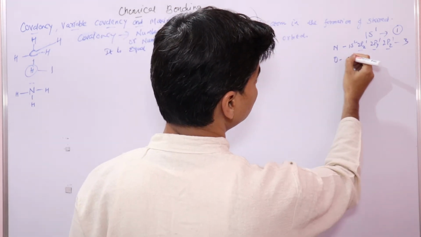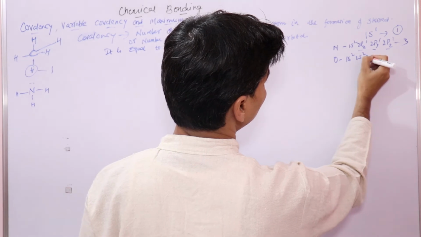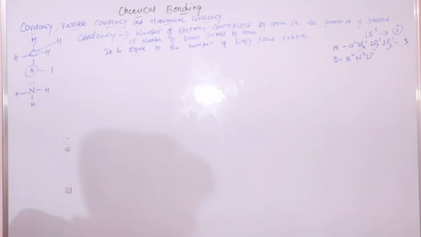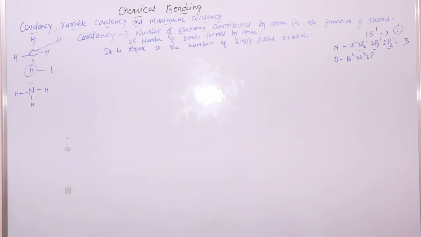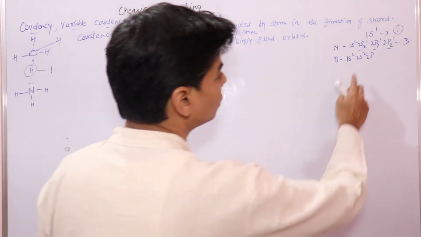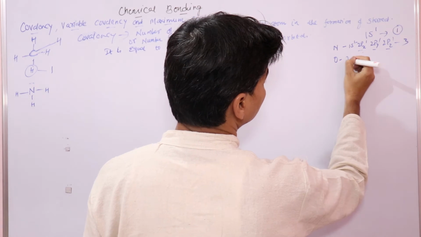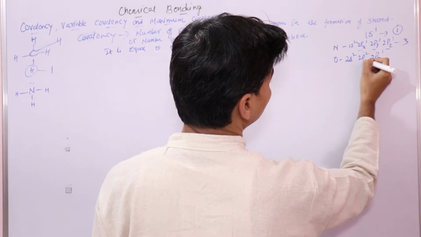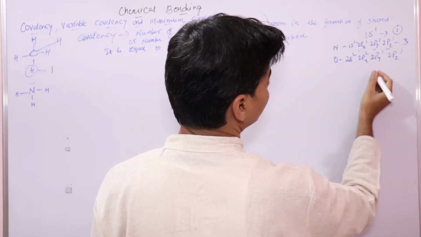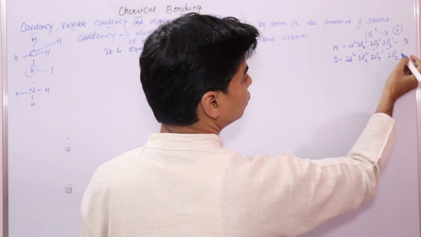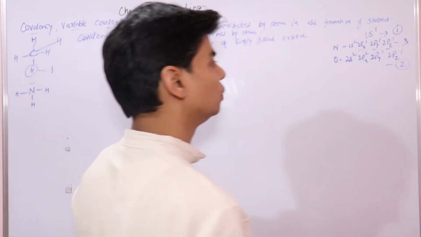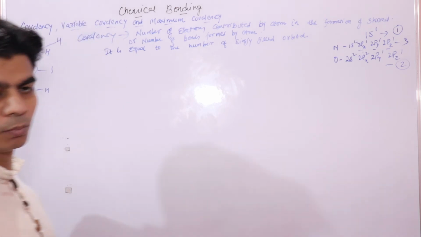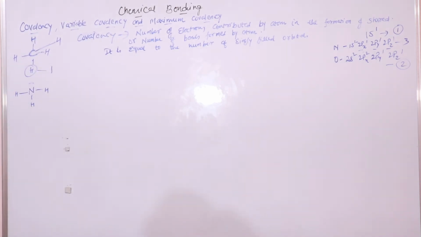And similarly for oxygen, the outer electronic configuration is 2s2, 2p4. Let's write it this way: 2s2, 2px2, 2py1, 2pz1. So the number of half filled orbitals is 2, so its covalency will be 2. So this is one more way to define covalency.